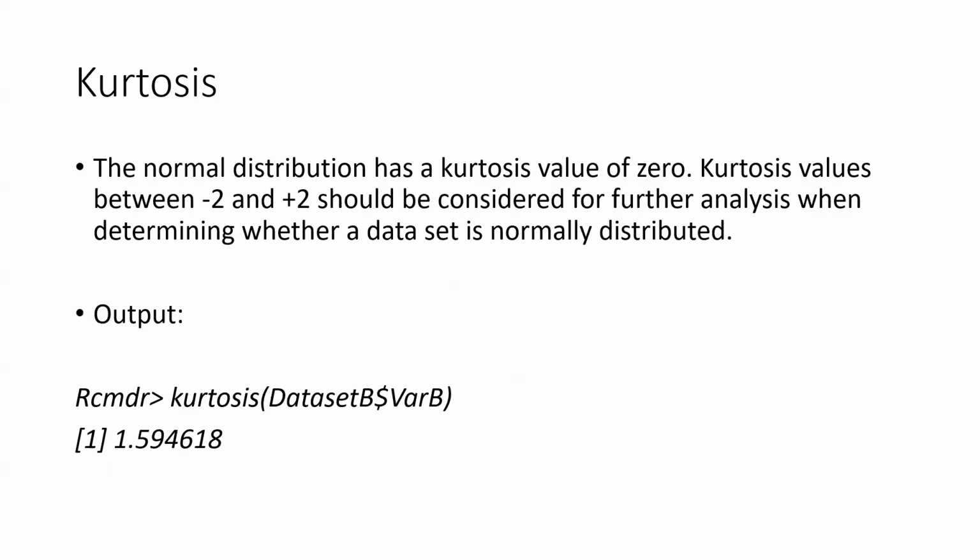As far as kurtosis is concerned, if the data is normally distributed, we would expect to find a kurtosis value between -2 and +2. In this case, the kurtosis value is 1.59, so it falls in between the two, thus indicating, if we're considering kurtosis, that the data is close enough to a normal distribution to meet parametric assumptions.